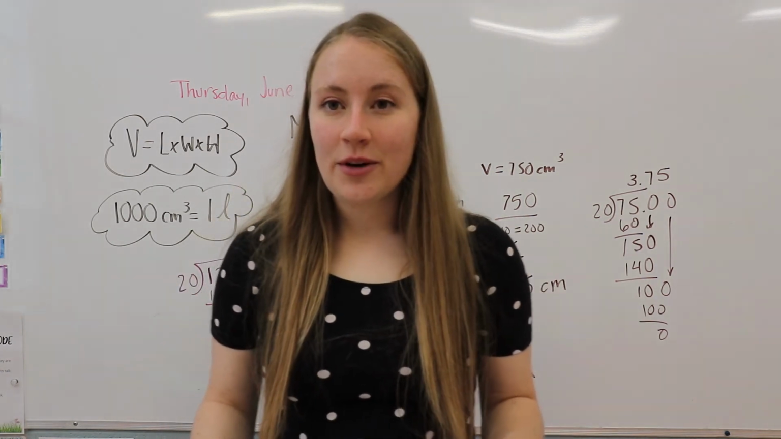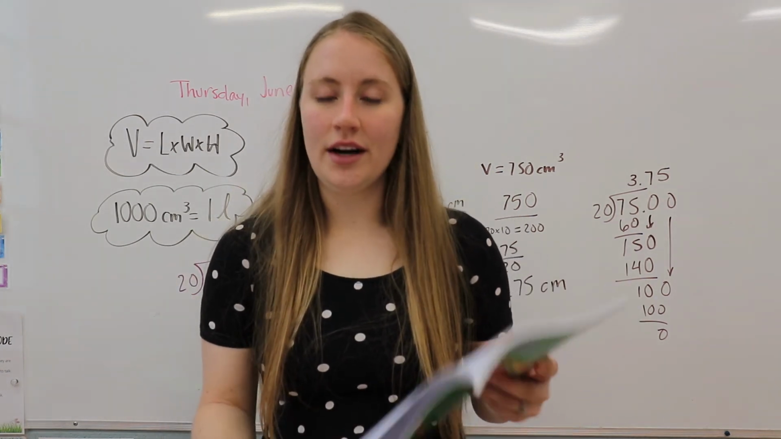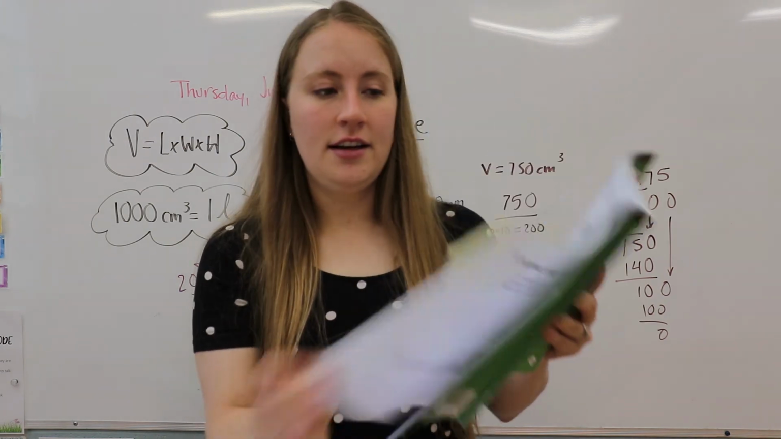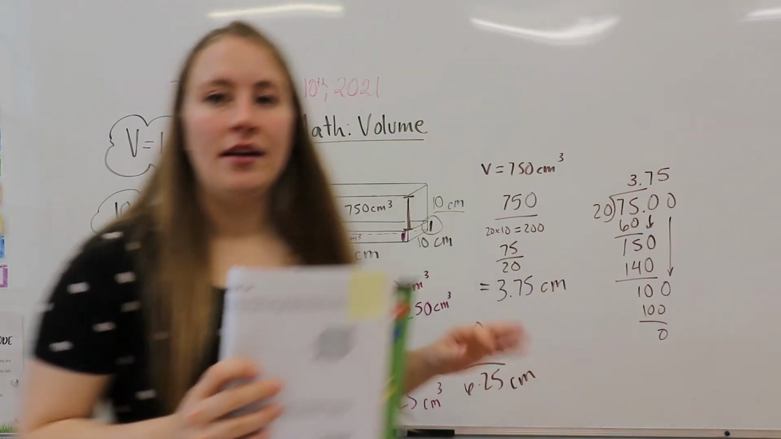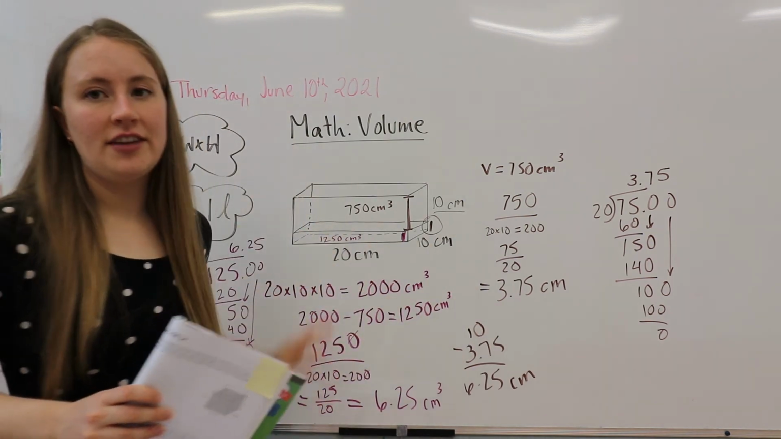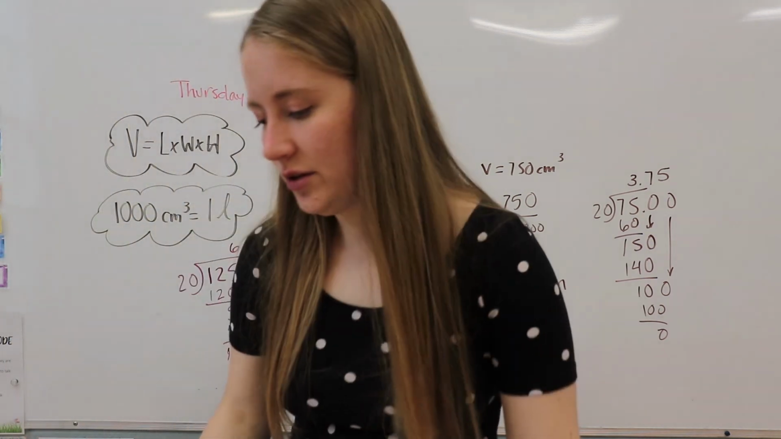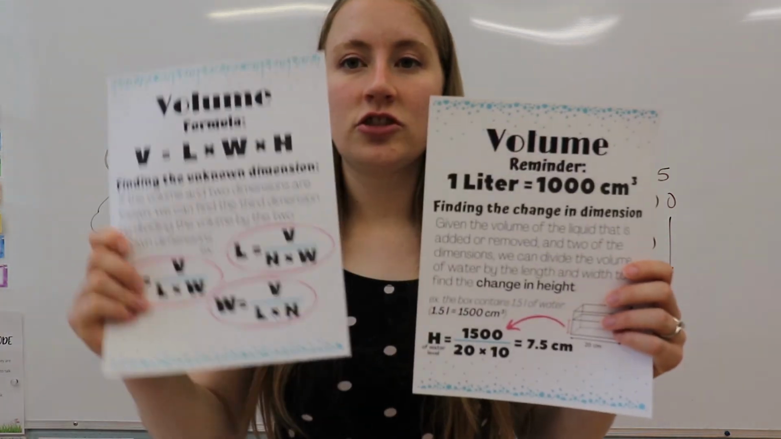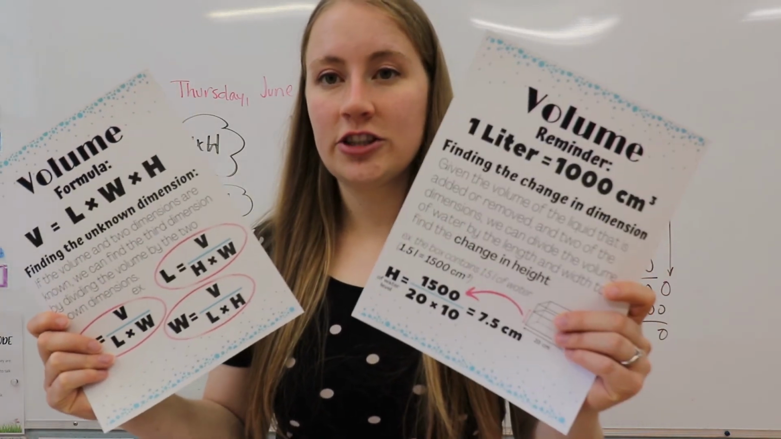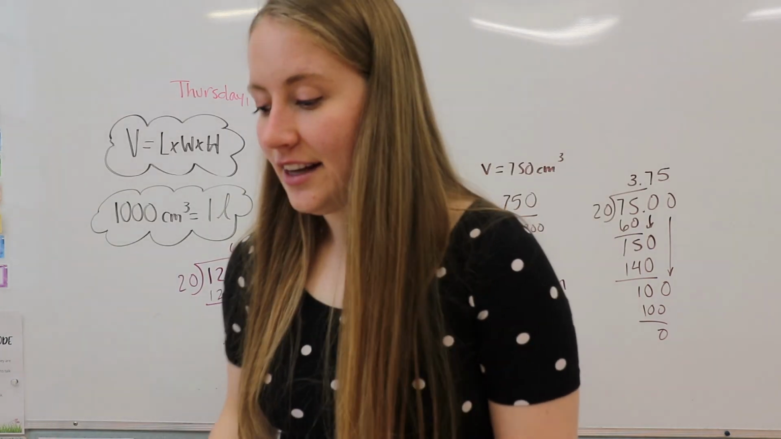So today's workbook is exercise 54, which is on page 99. So it's just 2 questions, and they're the same formula as we have here. So just make sure that if you need to, you're looking at your anchor charts that show the equations and the conversion, and then you should be all set.